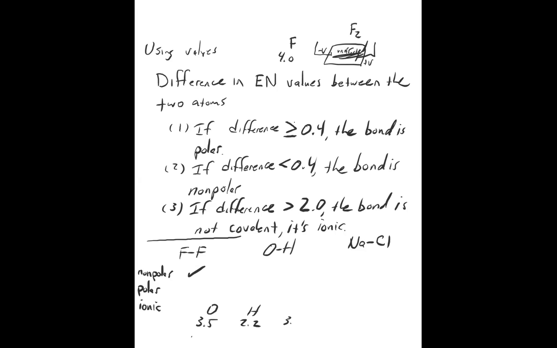So 3.5 minus 2.2 gives you 1.3. Right there, that's in the category of greater than or equal to 0.4, but still less than 2, so that would put it in the polar category. So OH is a polar bond, which means that if you had OH in this machine over here, in this experiment, those bonds would rotate so that one of the atoms was on the negative voltage and the other one was on the positive.